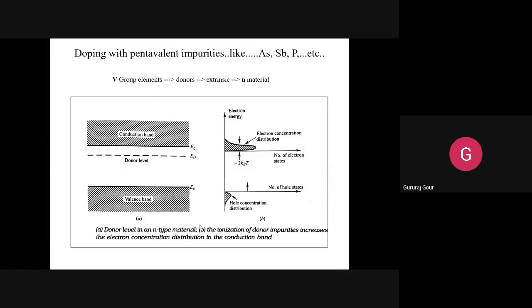It is going to donate, and that is known as a donor. It will give rise to an extrinsic material, like N material. So it will donate one extra electron. The impurities are like arsenic, antimony, phosphorus, like that.